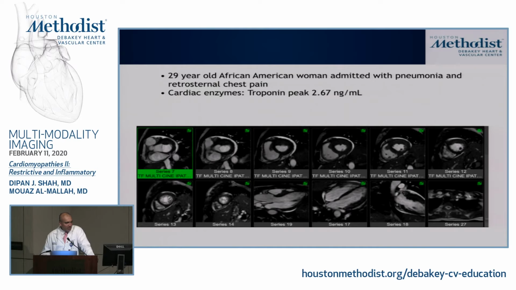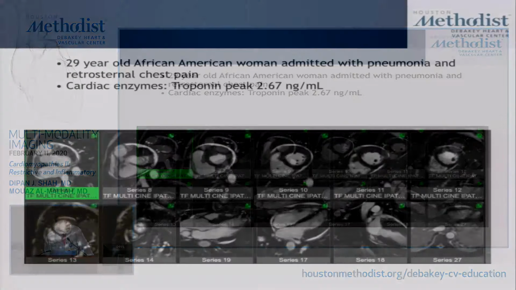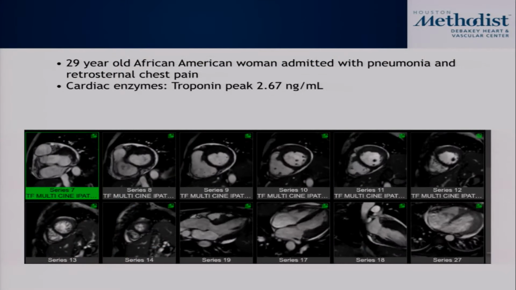This is a 29-year-old African-American woman who presents with pneumonia and retrosternal chest pain. She has a small cardiac enzyme release, and here are her cine MRI images shown here.